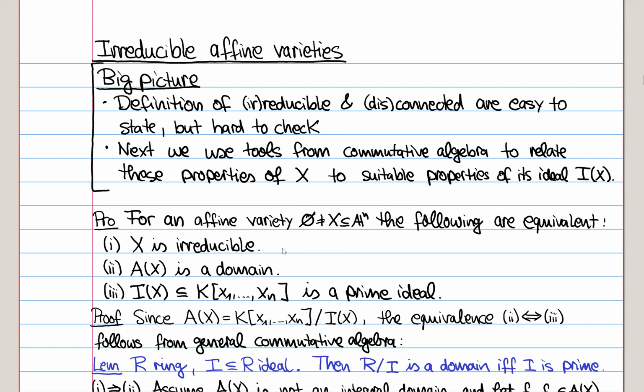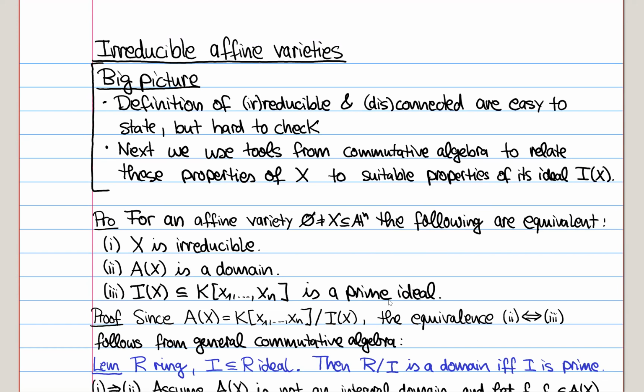One, X is irreducible. Two, the coordinate ring of X, or the ring of polynomial functions on X, is a domain. And three, the ideal of X inside the ambient coordinate ring is a prime ideal. So we have characterized this topological notion purely in terms of commutative algebra.